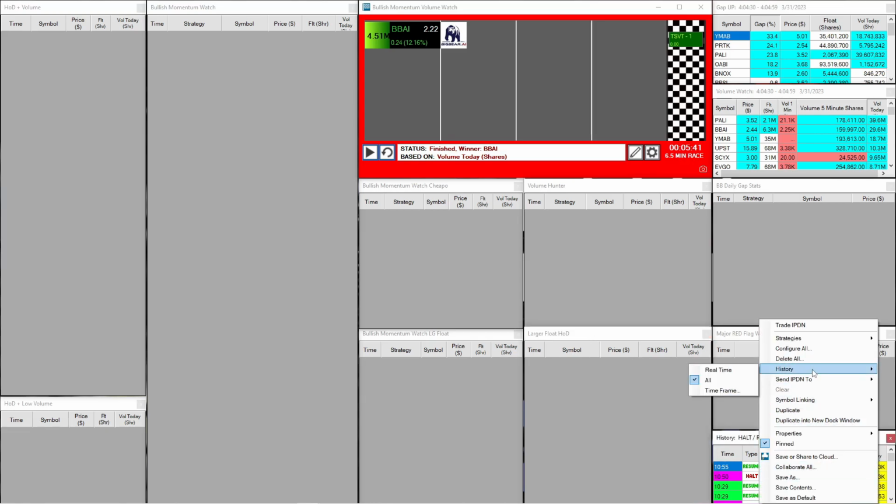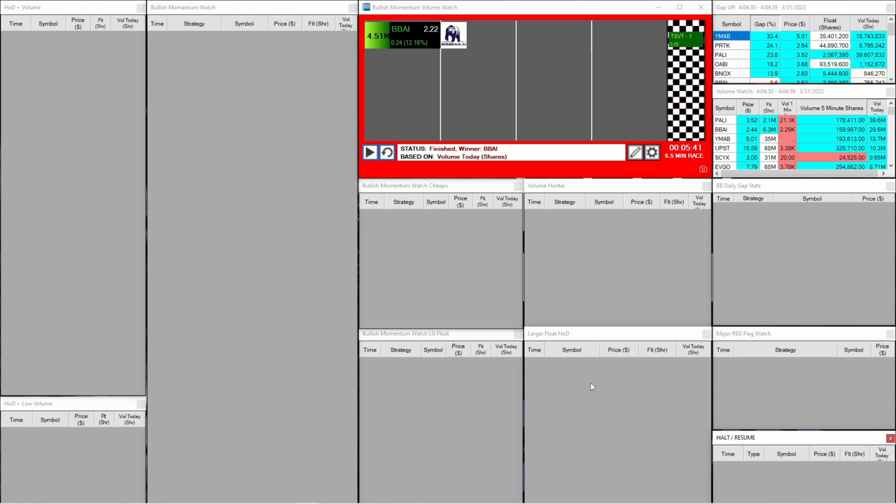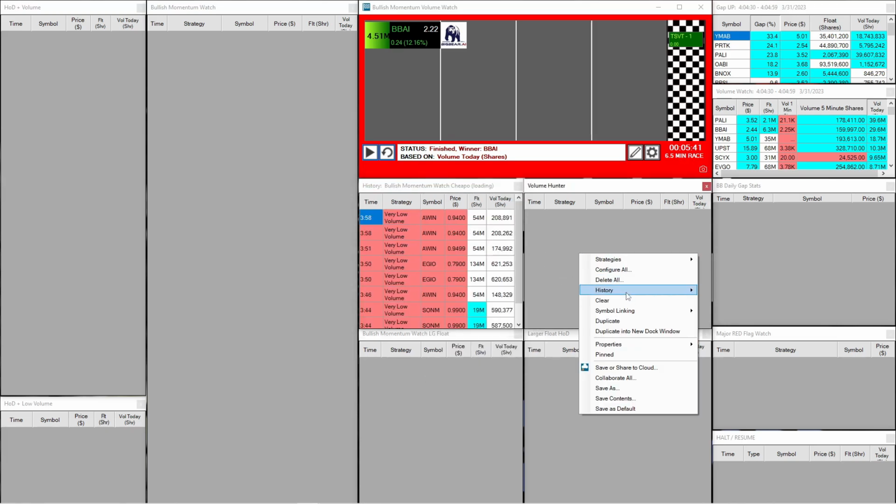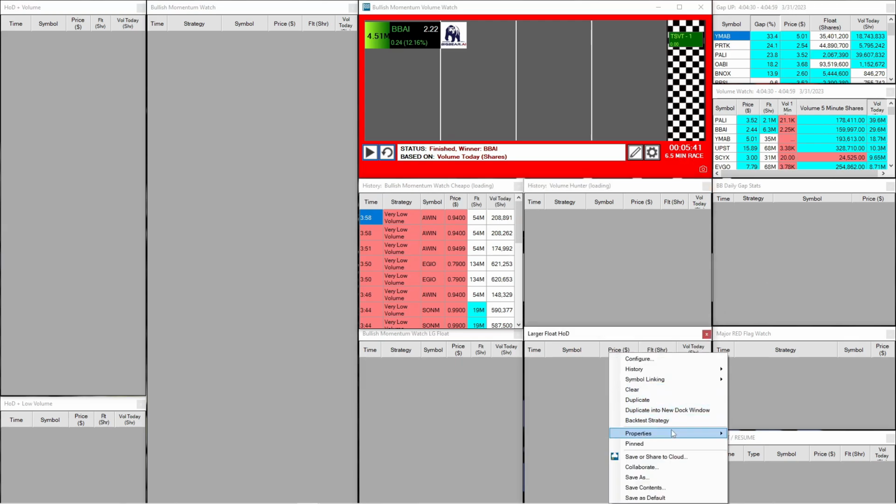Let me go ahead and get rid of these results. Now, let's go through these other scans, this block of scans right here. Just kind of go right to left here. So we have the Bullish Momentum Watch cheapo. Cheapos for me are any stock under $1. So anything under $1 is going to be on this list. And again, you have the time that the alert came through. You have the strategy, which is going to let you know if it's high volume or what's going on there. And then you have the symbol. So let's go ahead and load up some results on each one of these so you guys can see what the results would look like.